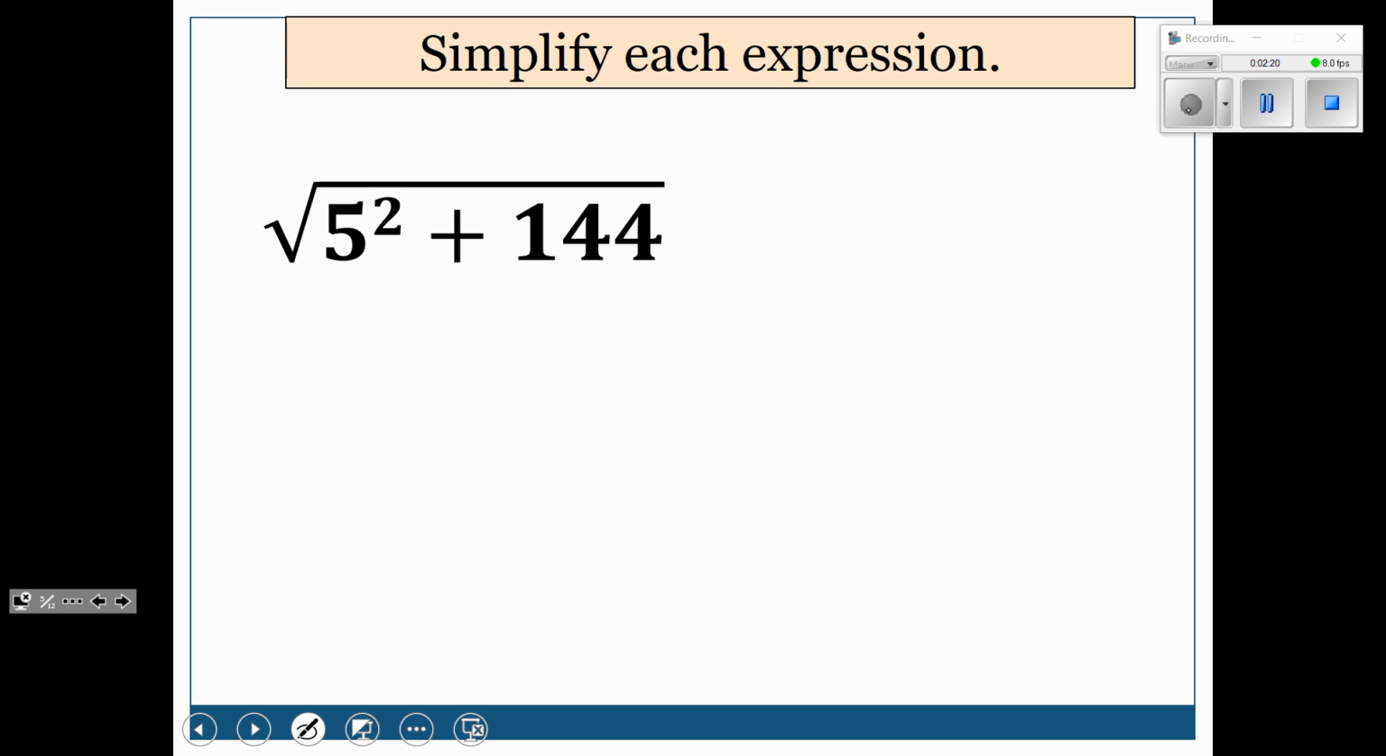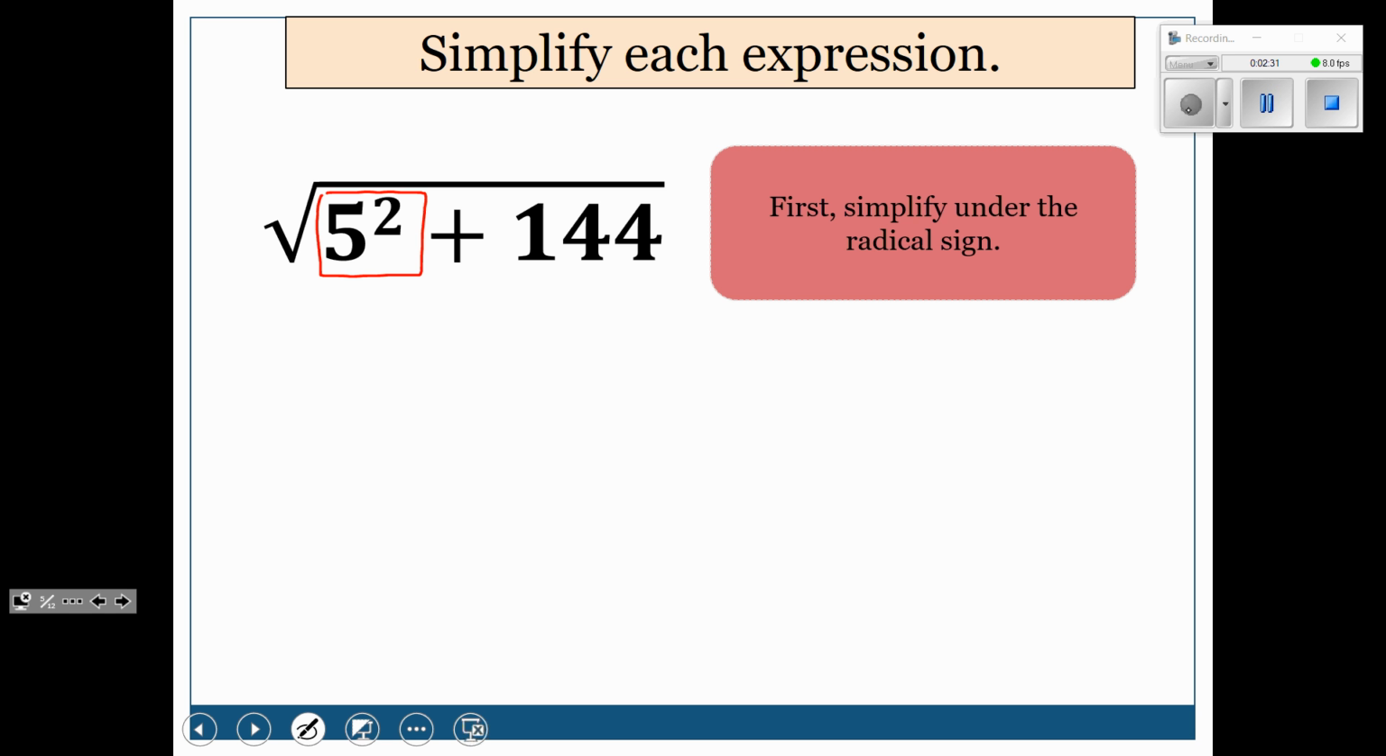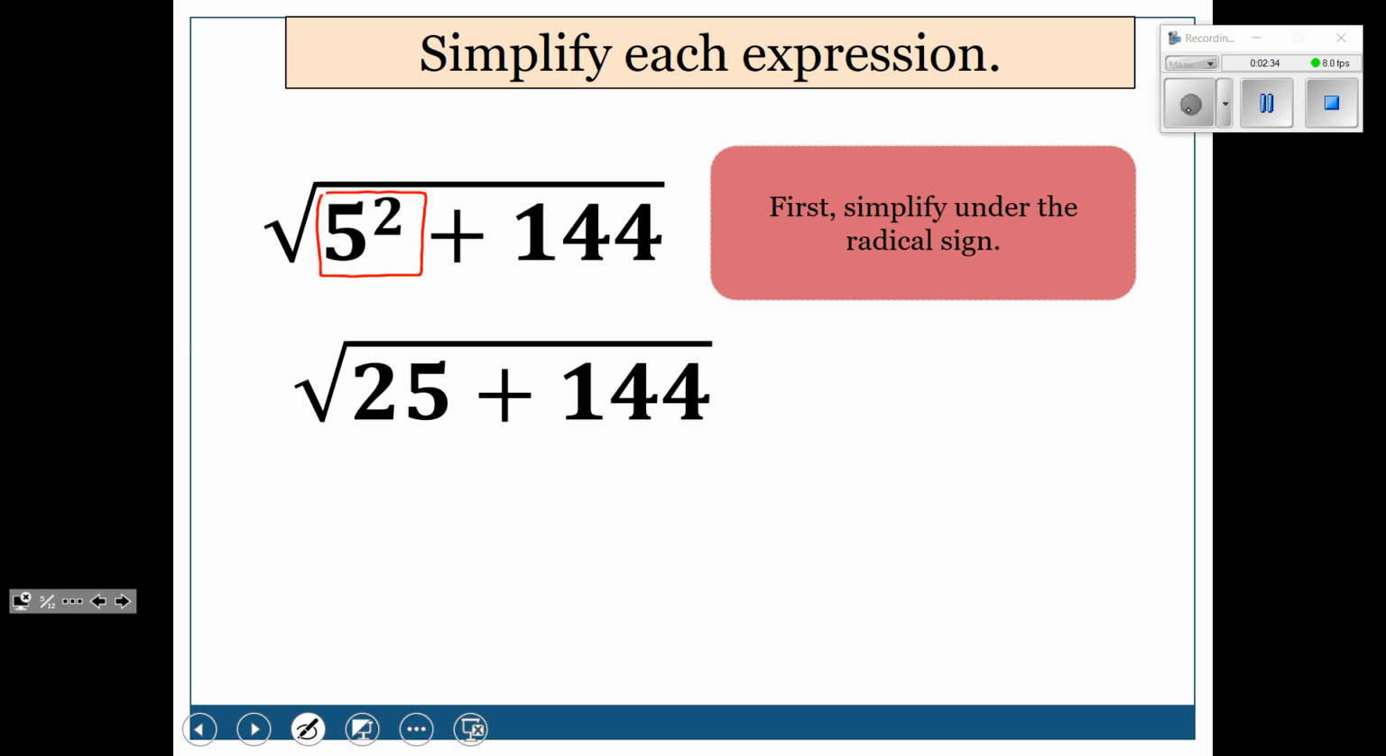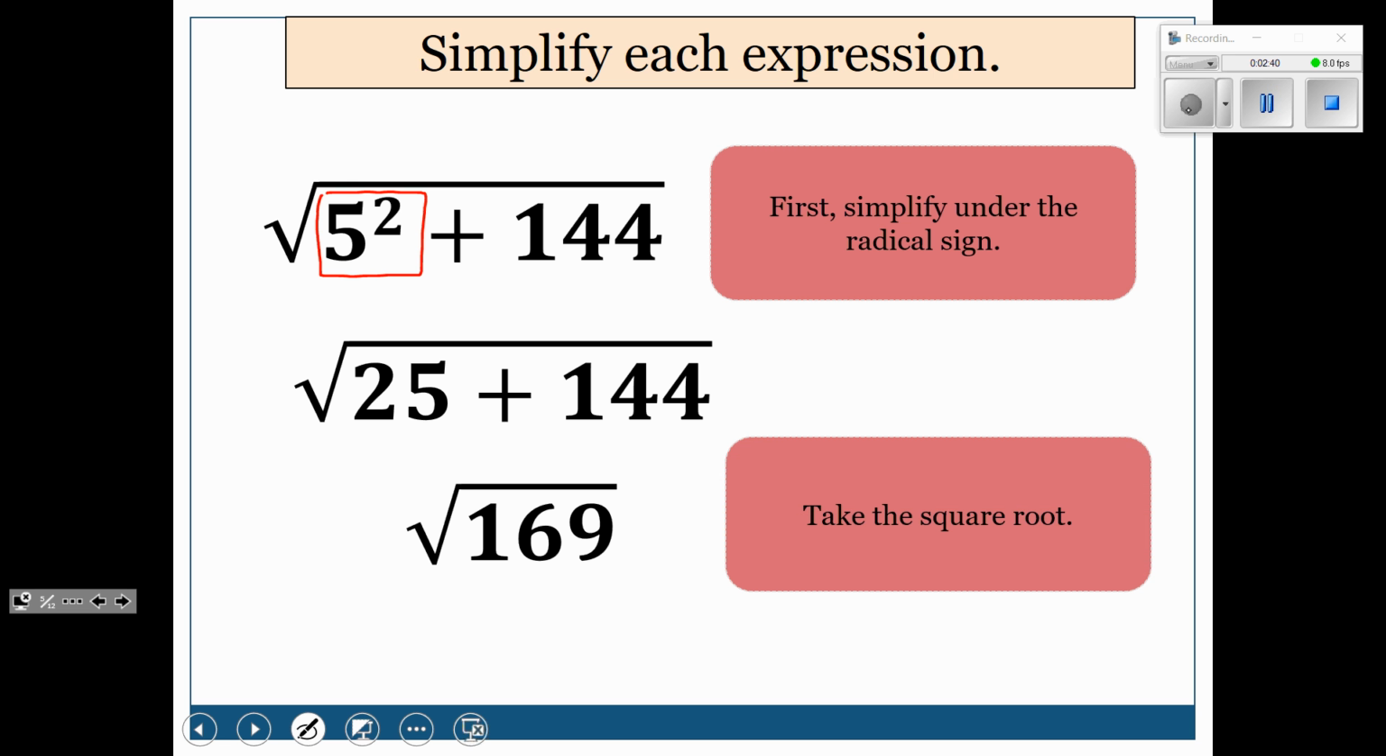Here we have 5 squared plus 144. Again, we're going to do the exponent first. So 5 squared is 25, and 25 plus 144 is 169, which happens to be a perfect square, and the square root of 169 is 13.